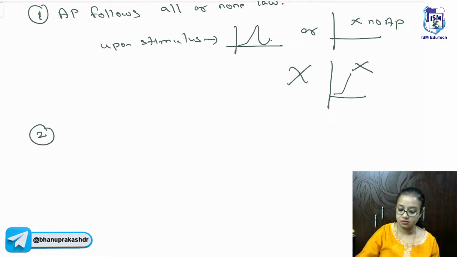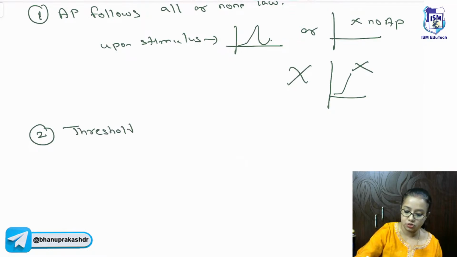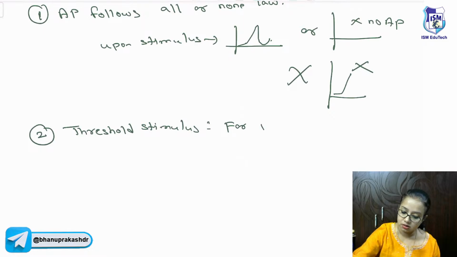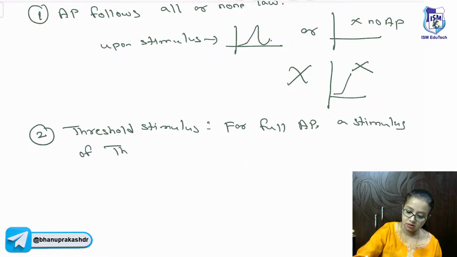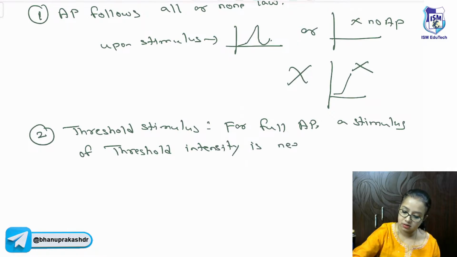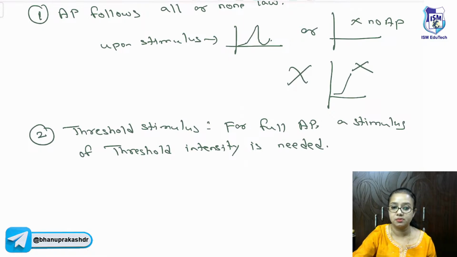Second is the threshold stimulus. For a full action potential, a stimulus of threshold intensity is needed.